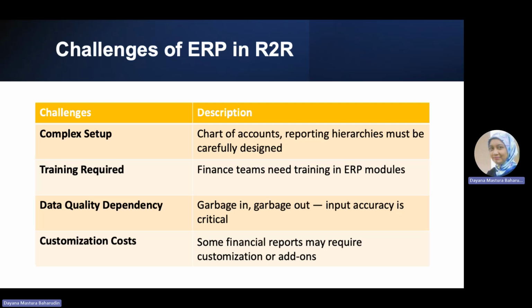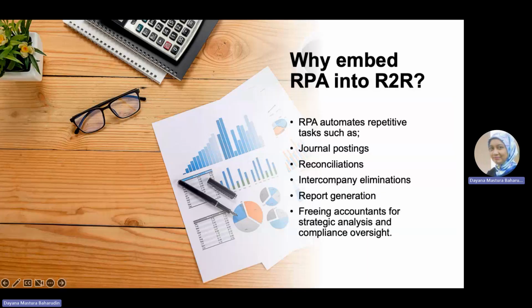ERP. Customization costs. Some financial reports may require customization. All this customization you can share with your SAP consultant. We were talking about SAP consultants because we used SAP back then, so our consultants would naturally be SAP consultants.